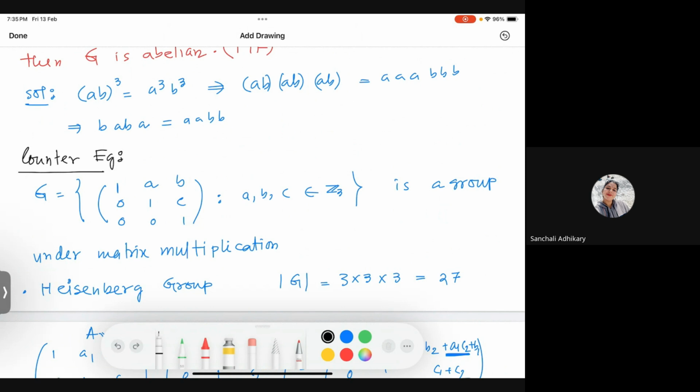What are the unknowns? Unknowns are A, B, and C. So A has 3 choices, because what is Z3? Z3 is 0, 1, 2. So A has 3 choices, B has 3 choices, and C has 3 choices. And all the choices are independent, right? So if the choices are independent, then we will multiply 3 into 3 into 3, right? So the order of G is 27.